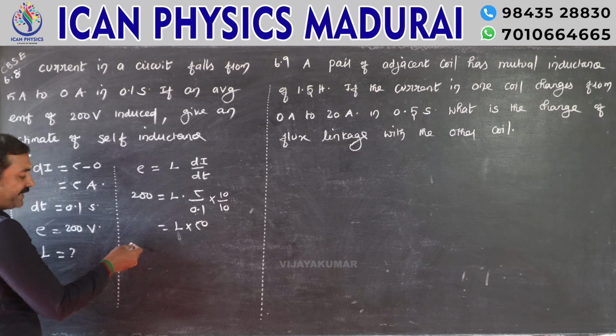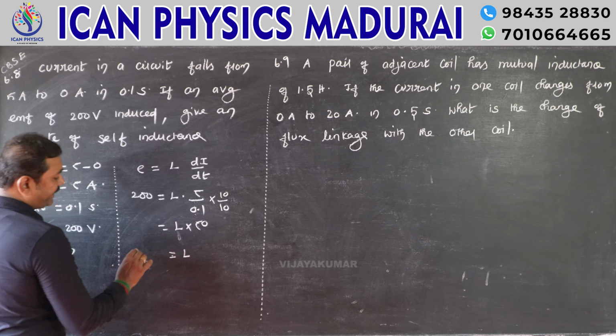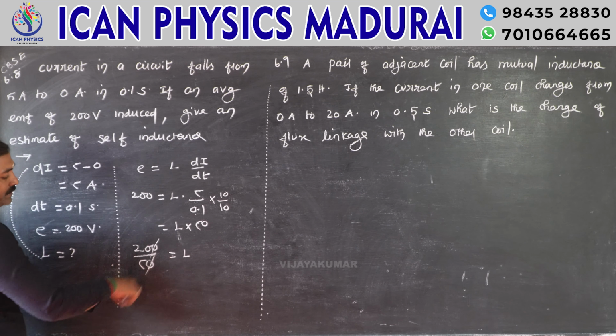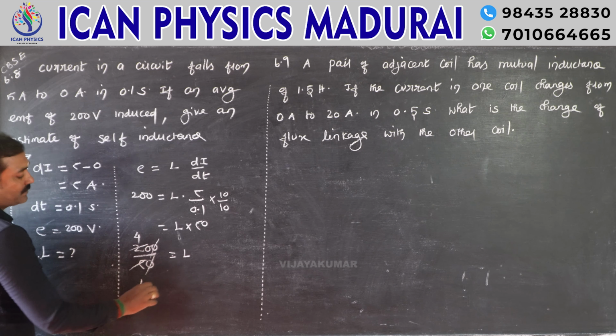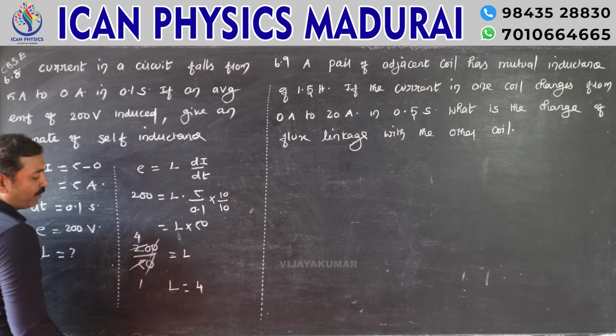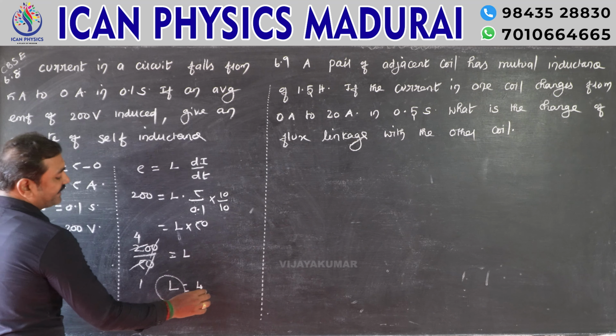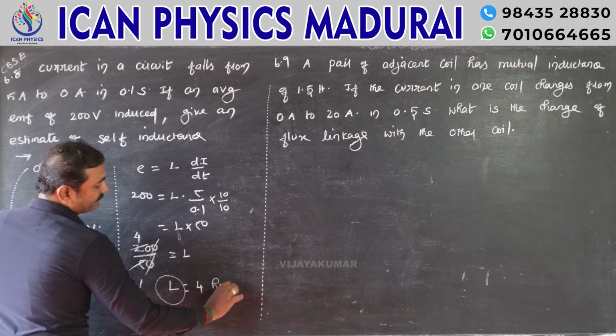So, the multiplication 50 comes to this side as division 50. So, 200 divided by 50. So, 0, 0 getting cancelled. So, 1, 5 is 5. 4, 5s are 20. So, L equal to 4. So, what is L? L is the self-inductance. So, unit of self-inductance is Henry.